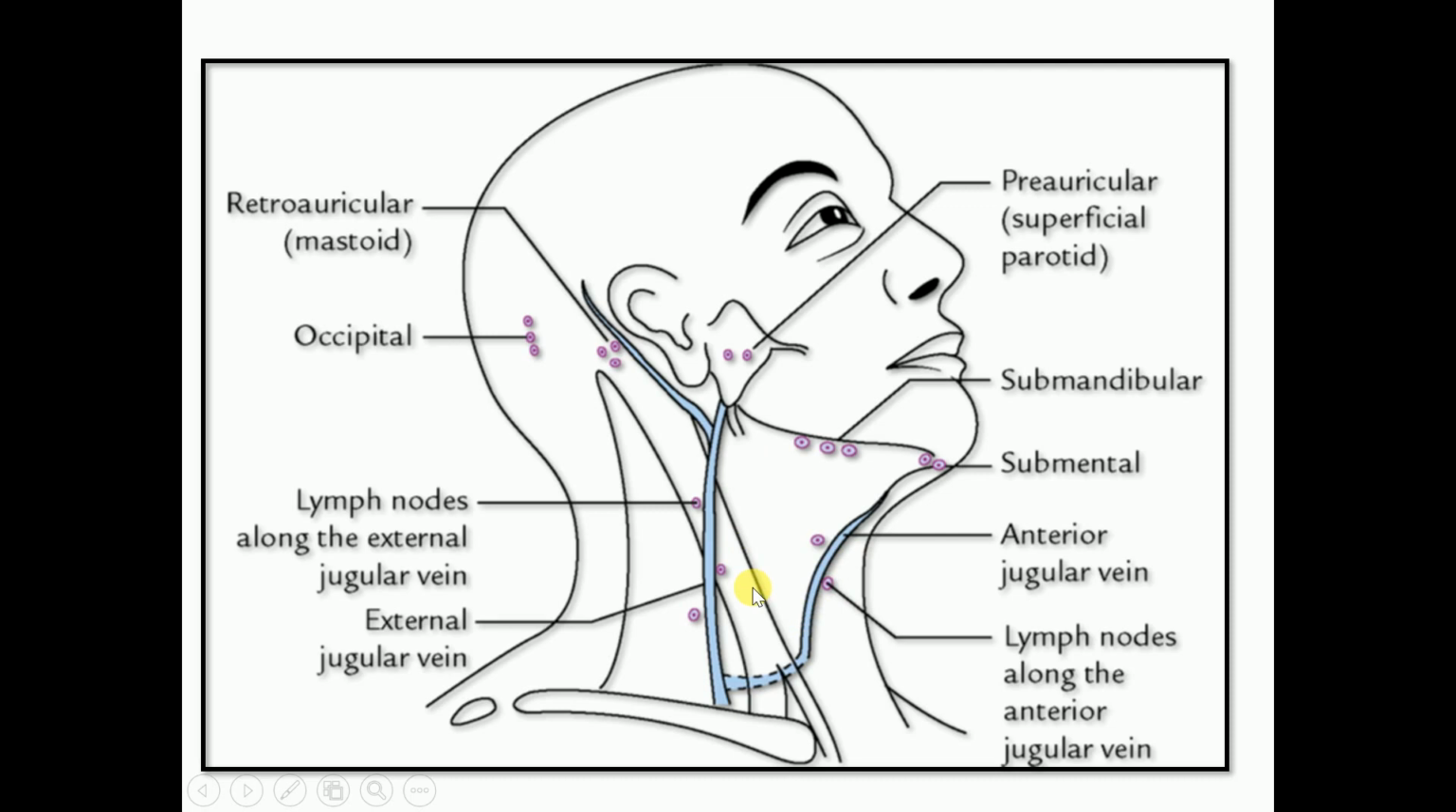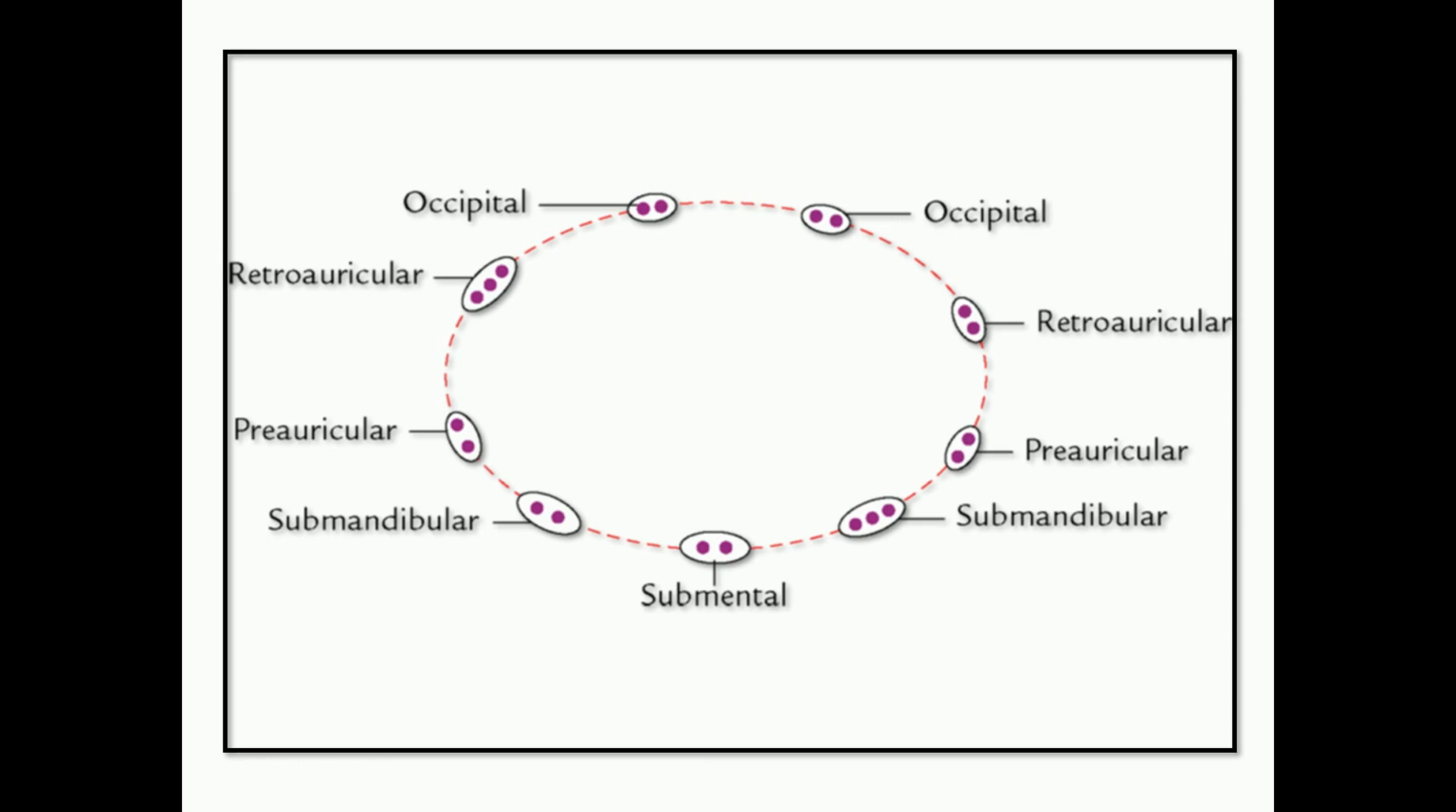Now the superficial cervical lymph nodes situated around the junction of the head and neck form the cervical collar. These are the submental lymph nodes, submandibular, then pre-auricular, meaning in front of the auricle, which is also called the parotid group of lymph nodes. Then post-auricular, retroauricular or mastoid lymph nodes, then occipital lymph nodes. This group of lymph nodes forms the cervical collar. That can be seen in this diagram also: occipital, post-auricular, pre-auricular, submandibular and submental.